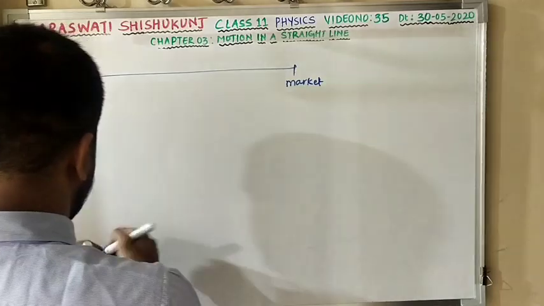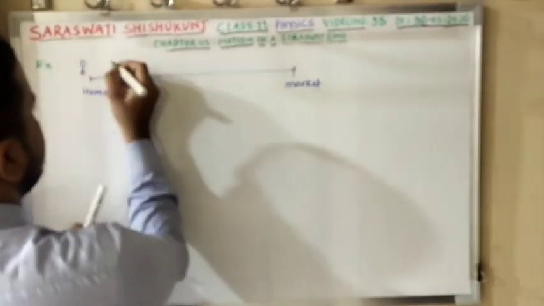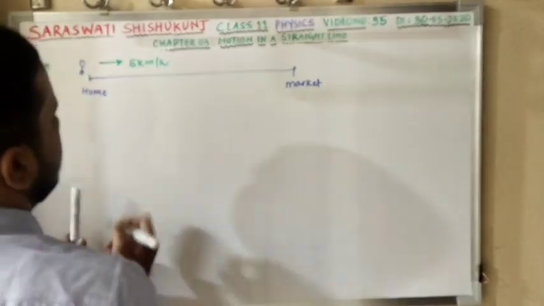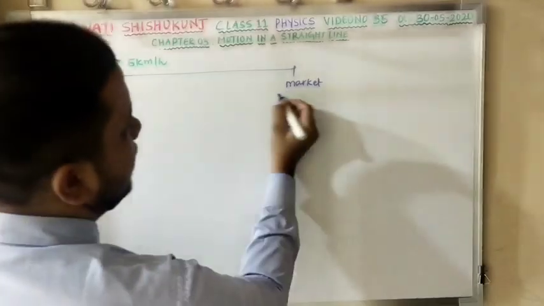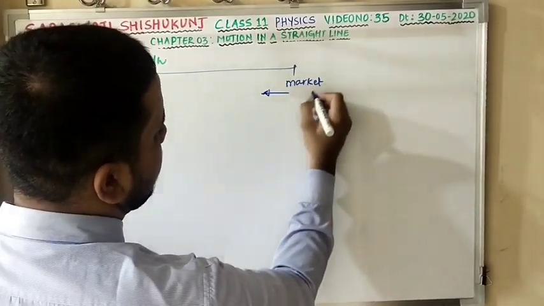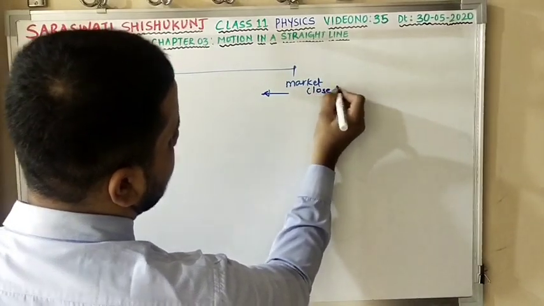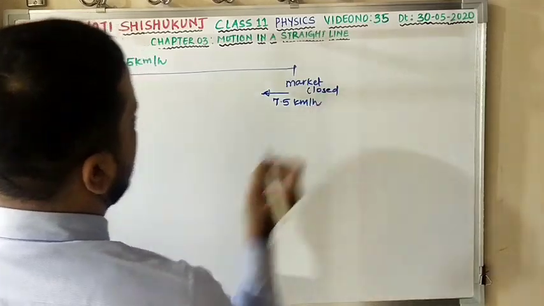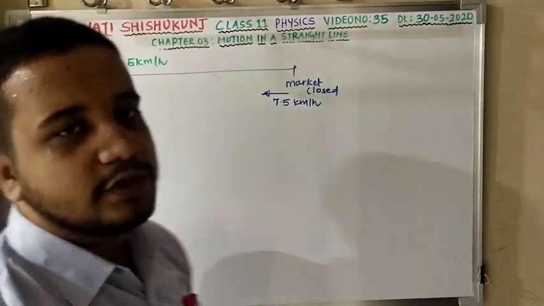They have mentioned the speed. How much speed is he moving to the market with? 5 km per hour. Is this clear? Because the market is closed, he returns back home with a speed of 7.5 km per hour. This is the situation given over here.